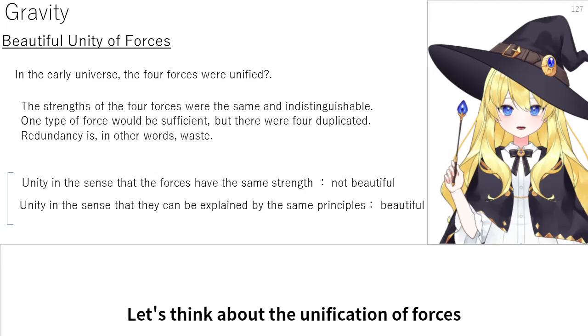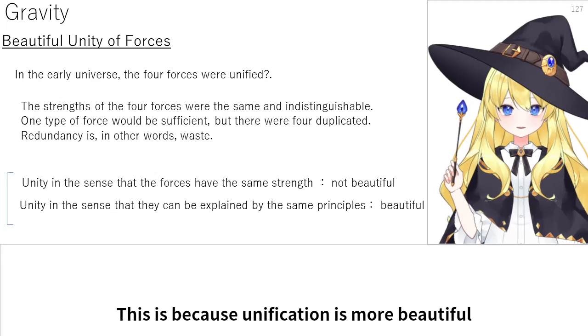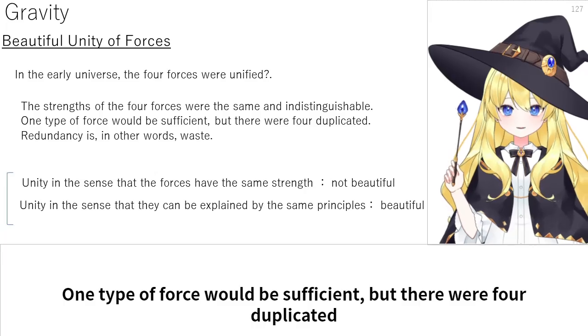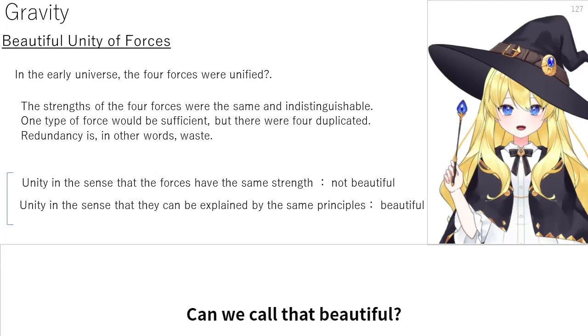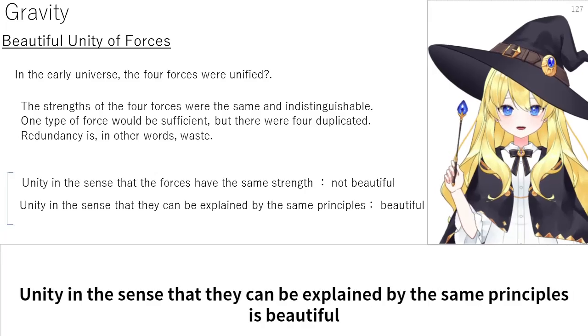Let's think about the unification of forces. It is predicted that in the early universe, the 4 forces were unified. This is because unification is more beautiful. The strengths of the 4 forces were the same and indistinguishable. One type of force would be sufficient, but there were 4 duplicated. Redundancy is, in other words, waste. Can we call that beautiful? Unity in the sense that the forces have the same strength is not beautiful. Unity in the sense that they can be explained by the same principles is beautiful.